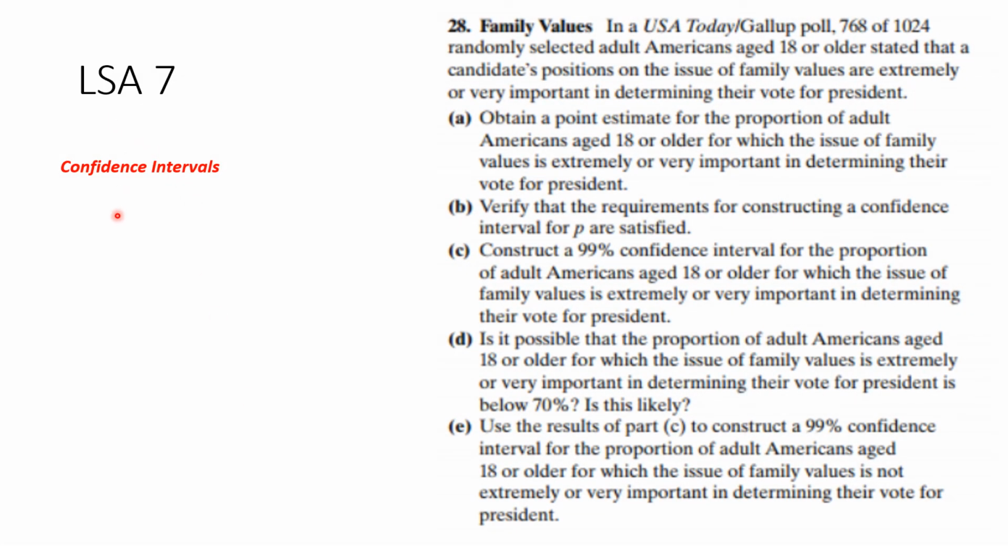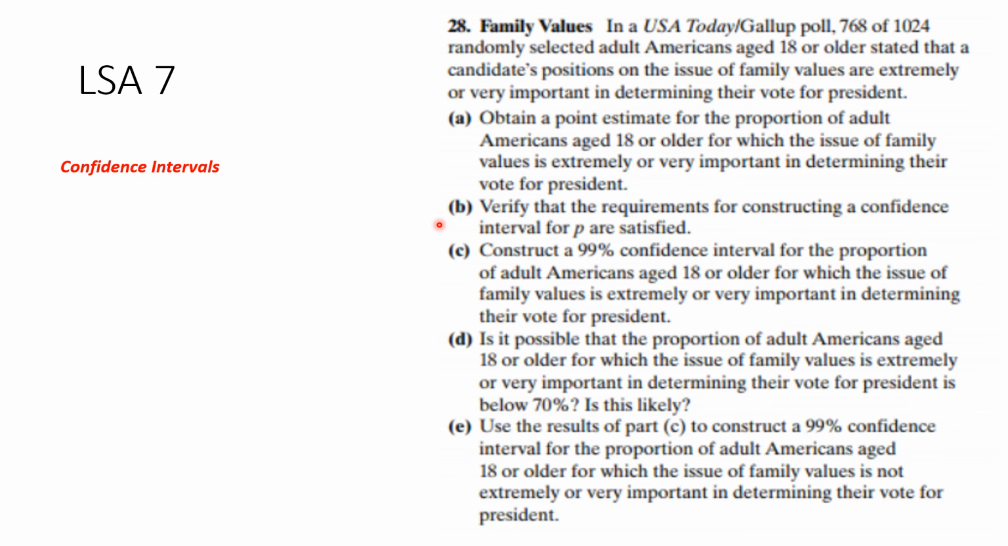LSA 7 deals with confidence intervals, and it deals with family values. In a USA Today Gallup poll, 768 of 1024 randomly selected adult Americans aged 18 or over stated their positions on the family values and described them as being extremely or very important. So what is the point estimate for the proportion of adults for which it's extremely or very important?